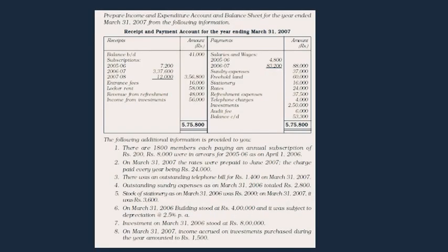Next, a numerical is given in the form of a receipt and payment account for the year ending 31st March 2007, and we have been asked to prepare the income and expenditure account and balance sheet for the year ending 31st March 2007. So let's move on to the solution.